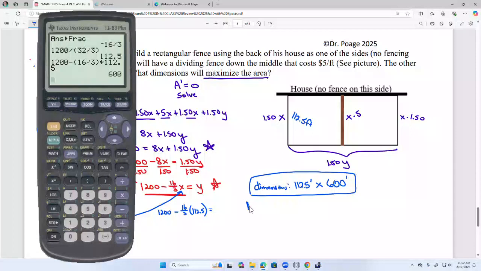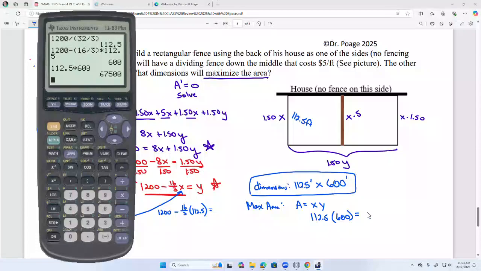If it had asked what is the maximum area, since our area equation is x times y, I would multiply my x term by my y term. And I get 112.5 times 600. That would be 67,500 feet squared for that area. Alrighty.